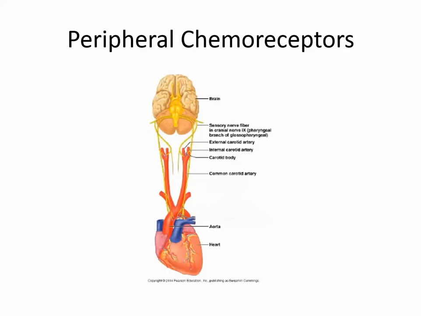So let's talk about peripheral chemoreceptors. The carotid bodies are located at the bifurcation of the carotid artery. They respond to hypoxia, hypercarbia, acidosis, hyperthermia, and hypoperfusion.